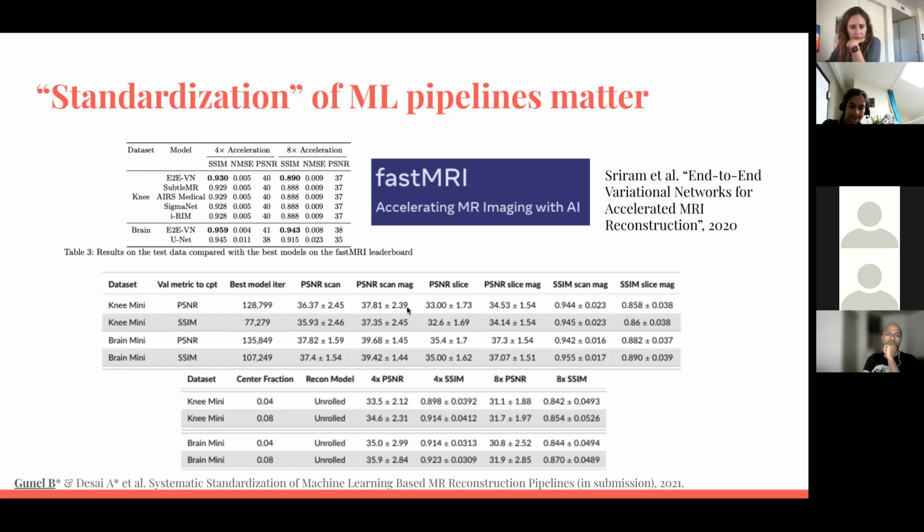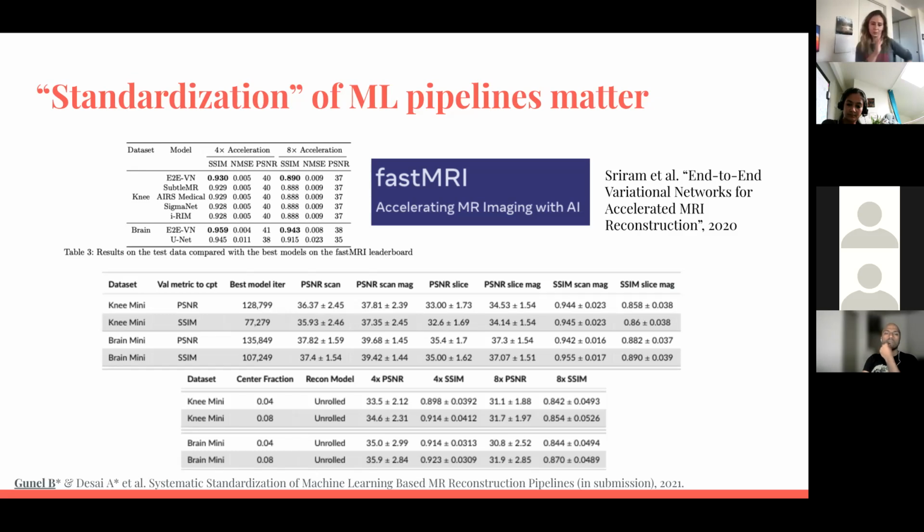So the first table that I'm showing here is simply how we're computing PSNR and SSIM. Are you computing based on the volume? Are you computing including the phase information, where usually people just take the real part, the magnitude images? Do you compute based on the slice? Those are the differences. So PSNR scan here is including the complex information. PSNR scan magnitude is not including it, slice is the average of all slices, and so on. So you get the idea.